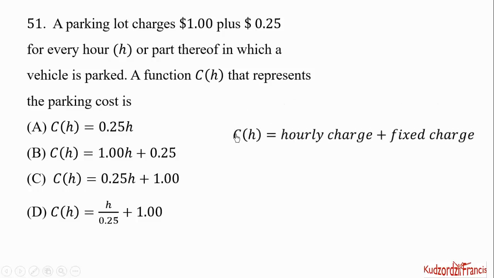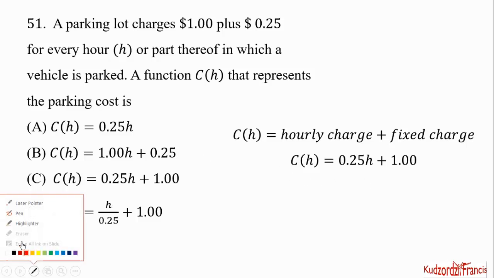So the cost will be the hourly charge plus the fixed charge, and the hourly charge will be 0.25 for each hour. So if it is 8 hours, we have 0.25 times 8, then plus the fixed cost, which doesn't change. Therefore the correct answer is option C.